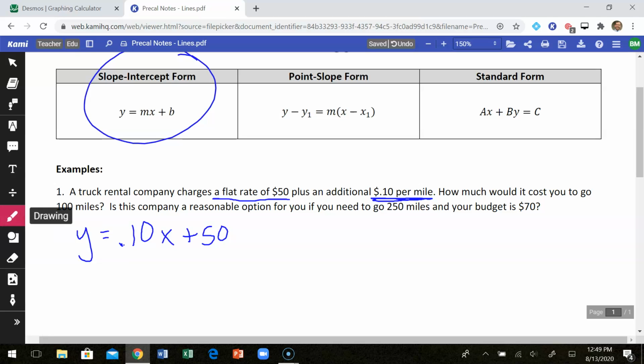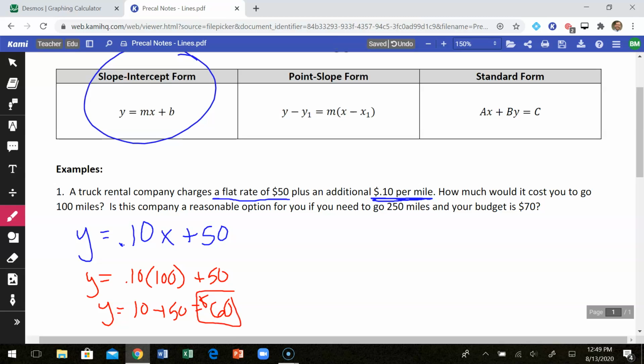How much would it cost you to go 100 miles? If I want to answer that question, I'm simply going to plug in 100 for x, and then I'm going to work this out. So 0.10 times 100 is going to be 10, plus 50. That's going to be $60 is how much it would cost. $60 to go 100 miles.